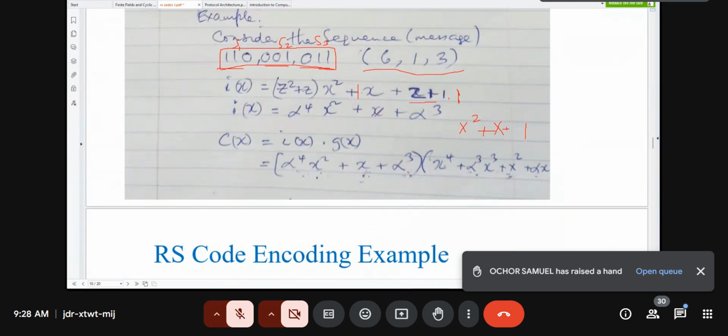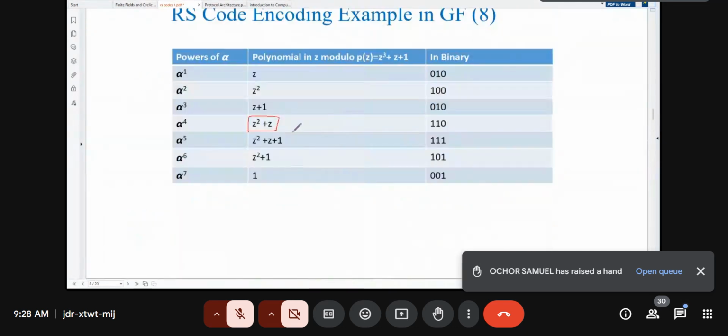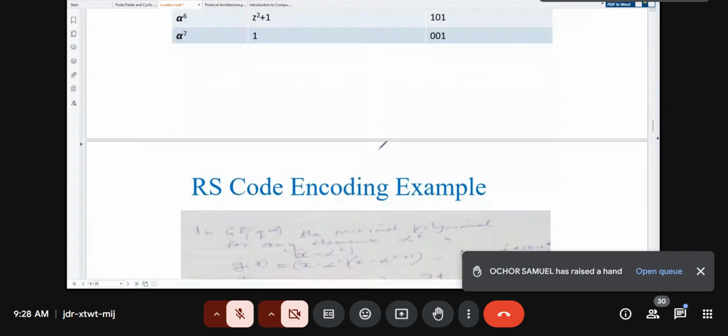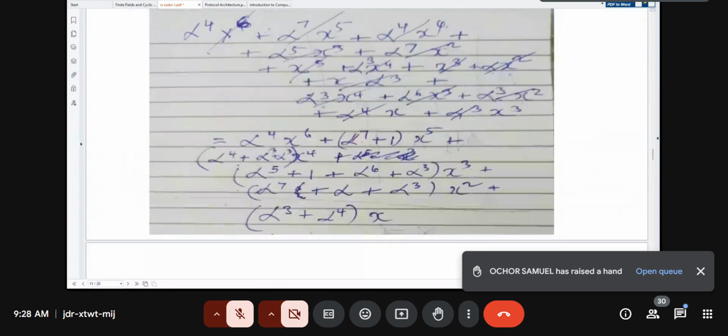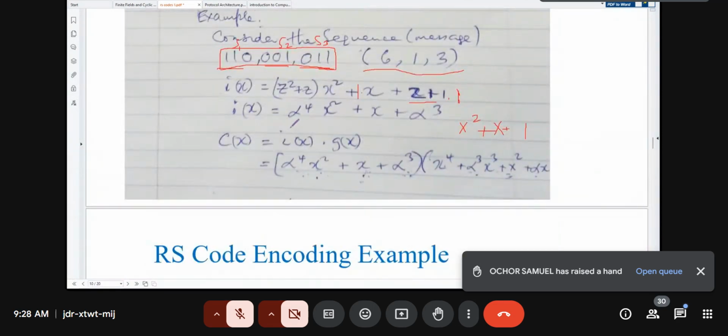Plus X, 1X, plus Z plus 1 is alpha to the 3. So our sequence is that. You can see we are putting it in the same format as the generator polynomial. So we are multiplying this to the generator polynomial.